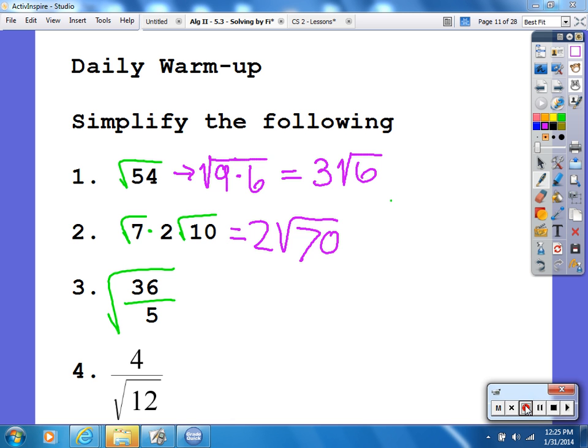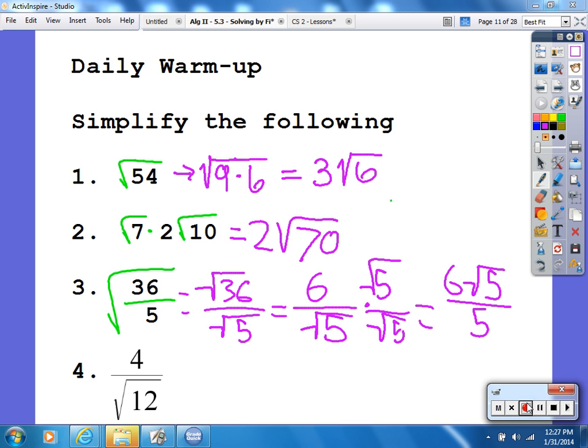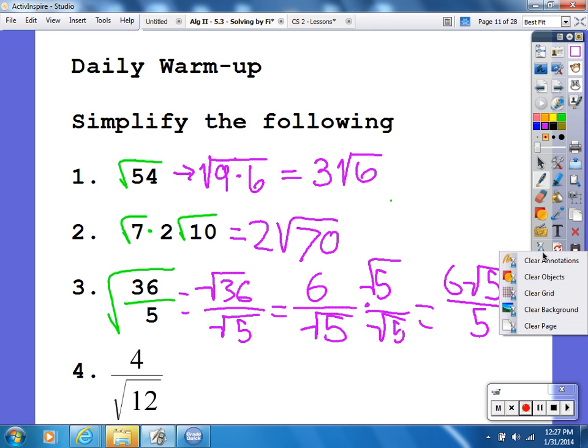So for number 2, we can multiply the 7 and 10 together. We get 70. We cannot simplify the square root of 70. There's no perfect square that goes in. So that is our final answer. So here we found 36, or number 3 is broken into 6 square roots of 5 divided by 5. Now let's go ahead and do number 4.